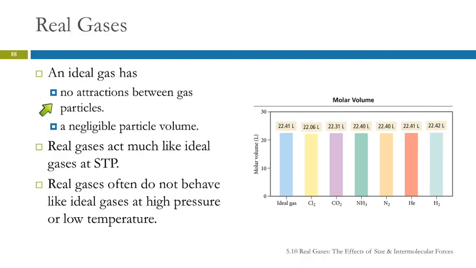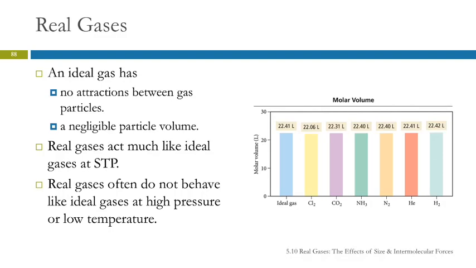In an ideal gas, there are no attractions between the gas particles. They bump into each other, completely elastic collisions, and the ideal gas molecules have negligible volume. The volume doesn't matter. So at reasonable temperatures and pressures, like STP, real gases behave very much like ideal gases. Not exactly, but pretty close.